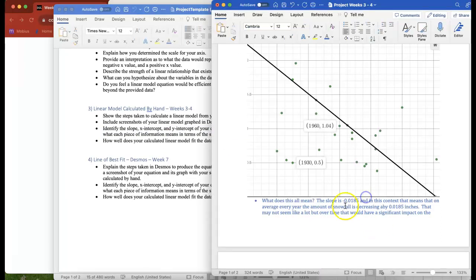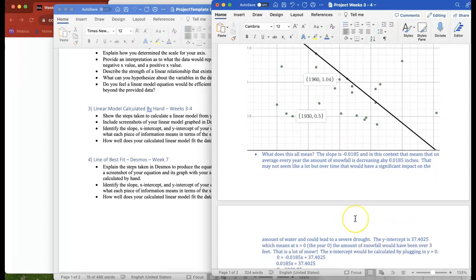So here, if my slope is negative, that means that it's decreasing. But what's decreasing? The amount of snowfall over time. So remember, slope is rise over run, y's over x's. So the y here is the snowfall, the x here is time. So the snowfall is decreasing over time. And it's not decreasing significantly. I mean, that would be crazy if the snowfall was decreasing by inches every year. So it's a small number.